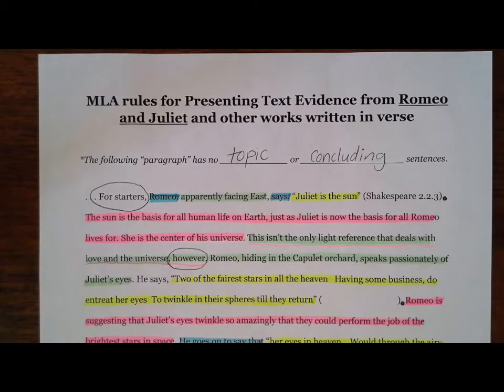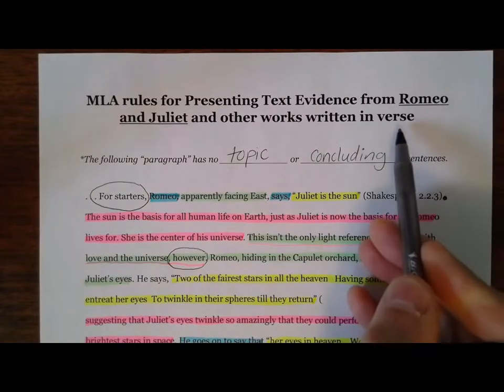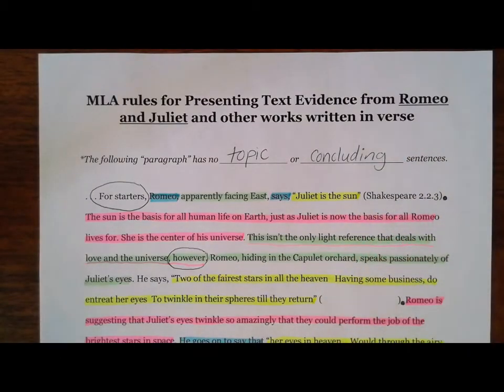We've been talking a lot about presenting text evidence, and in this case, we're talking about the Modern Language Association rules for presenting text evidence from verse, from poetry. Romeo and Juliet is written in iambic pentameter. It is poetry. And this example, which you can see, has been pre-highlighted just to save some time, but here's the text.